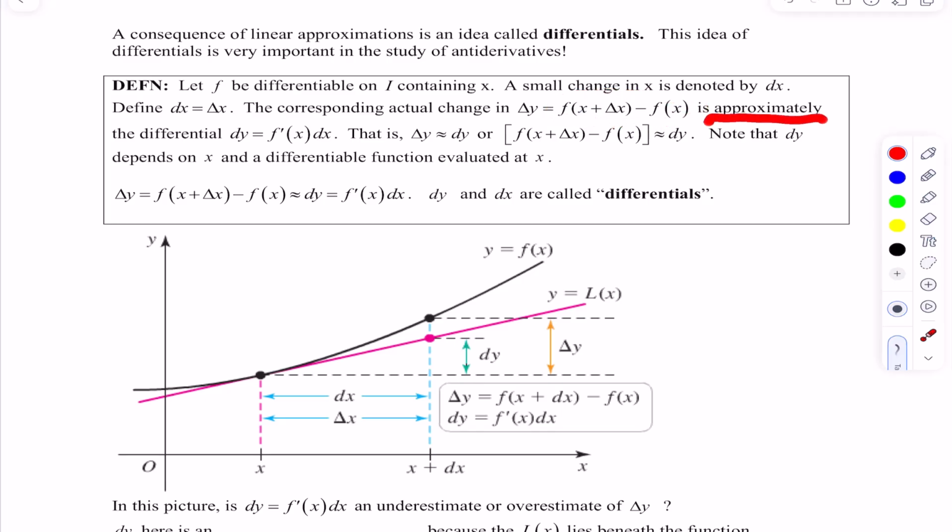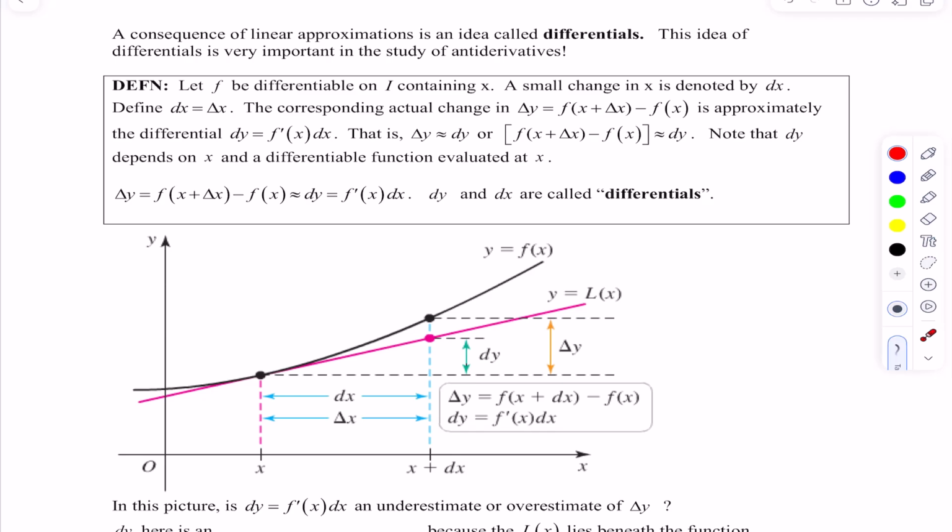And this is approximately the differential dy, which is a proportion of dx, where that proportion is calculated by the derivative function. Once again, dy is equal to a proportion of dx. The actual change is now approximately this theoretical change called dy. Once again, I'll say that the actual change in the y direction is approximately this theoretical change in the y direction. Note that dy and dx are called differentials.